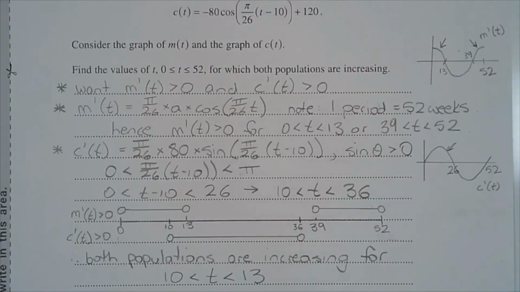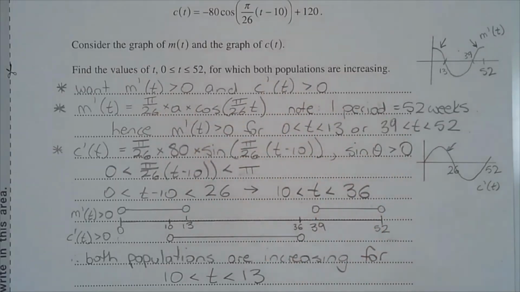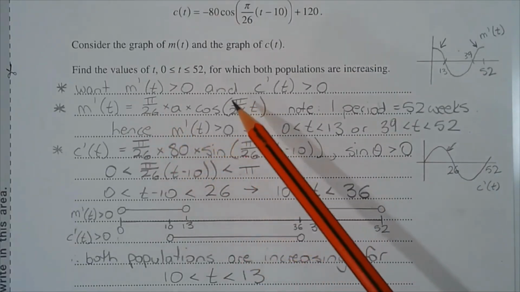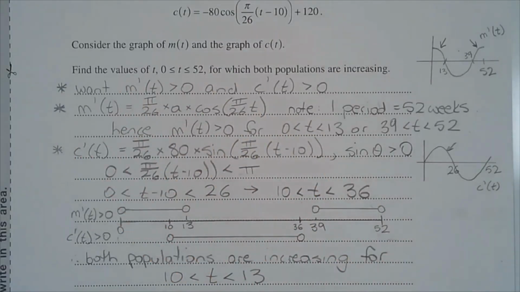A function is increasing at a point if the value of the first derivative at that point is greater than 0. We want to find values of t such that m dash of t and c dash of t are both greater than 0. Consider m dash of t, or dm dt, and that's equal to pi over 26 multiplied by 15,000 multiplied by cos of pi over 26 t. This is a cosine curve that's been dilated horizontally and vertically, but we're only going to consider the horizontal dilation. Here's a rough sketch of m dash of t, which shows the dilated cosine curve.